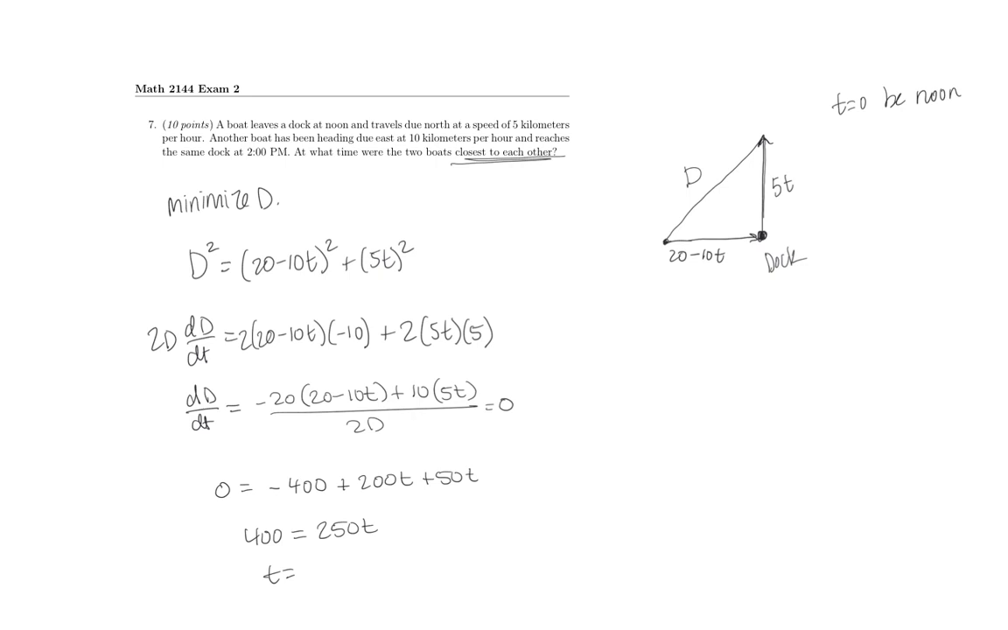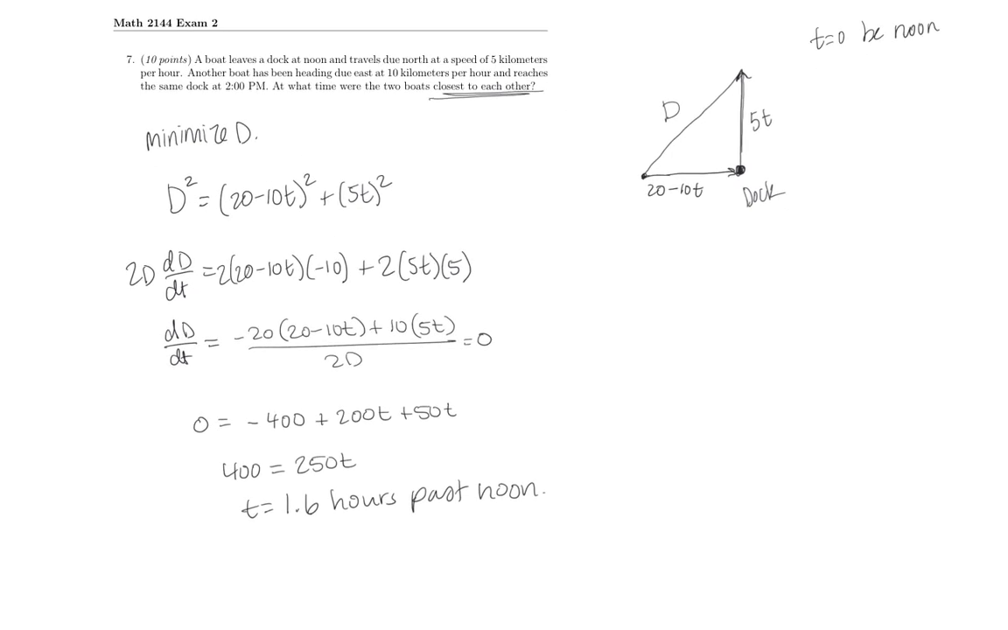So 400 divided by 250 is 1.6. So 1.6 hours past noon. Okay, so 0.6 of an hour, 0.6 times 60 gives me 36 minutes. So it's going to be at 1:36 p.m. that the two boats are the closest.